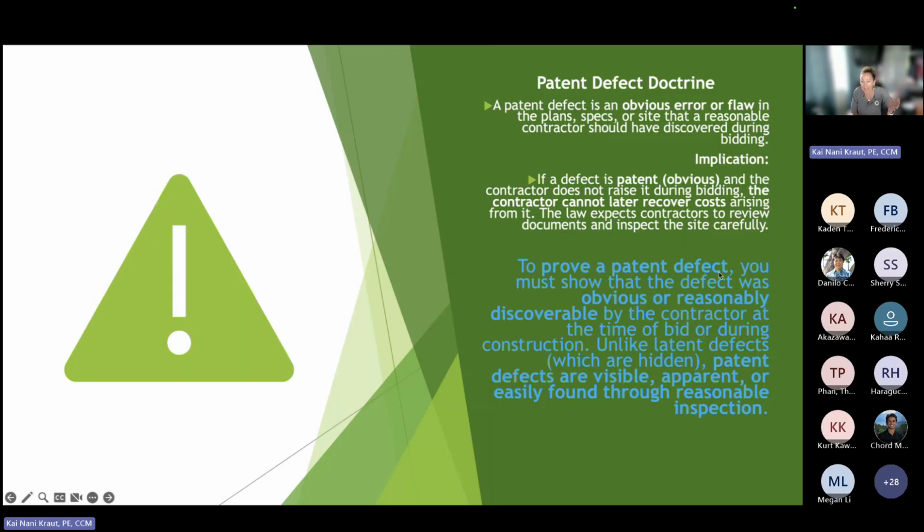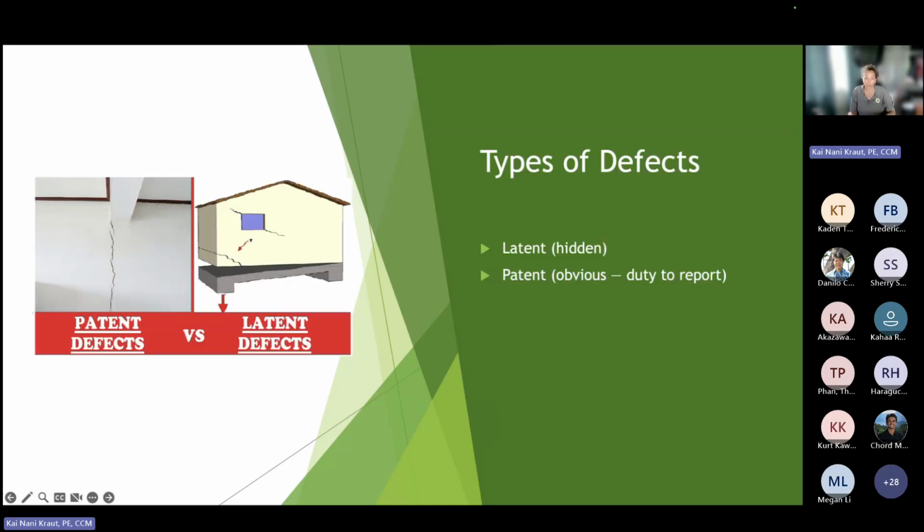So how do we prove a patent defect? You must show that the defect was obvious or reasonably discovered by the contractor at the time of bidding or during construction. Unlike latent defects, which I don't even know what that would be in this scenario, we might come up with one, but a latent defect is more, it was hidden. So was it obvious? Were there apparent defects? Was it something easily found? That's the test that we would have to go through.